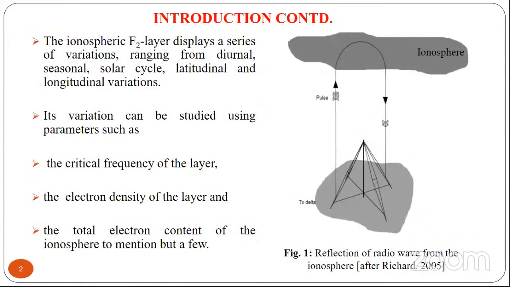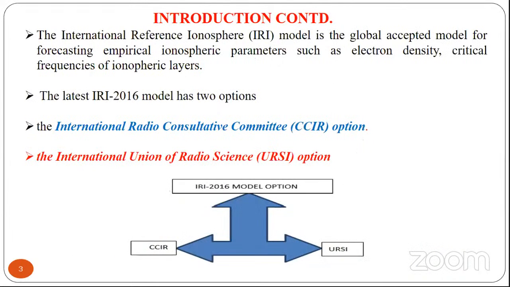By way of introduction, the F2 layer is one of the most important layers that transmit radio signal as shown in figure 1. It shows different ranges of variation like diurnal, seasonal, solar cycle, latitudinal and longitudinal variation. This variation can be studied using the critical frequency of the layer or the electron density of the layer and total electron content, just to mention but a few. In this study, we will be using the critical frequency to study the layer.